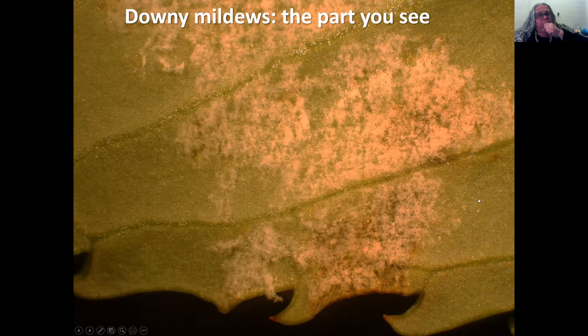Okay, let's talk about downy mildews. You can see why they're called downy mildews. Here is this down on the underside of a leaf, but this is only the part that you see. Inside this plant tissue, it's completely infested by the pathogen.